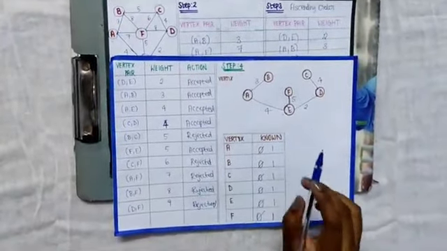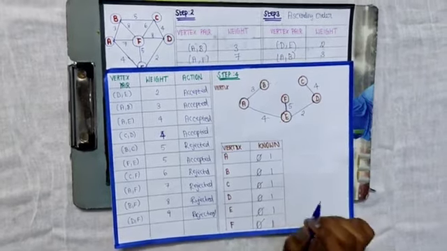So these are the 4 steps to find Kruskal algorithm. Hope you understand this video.